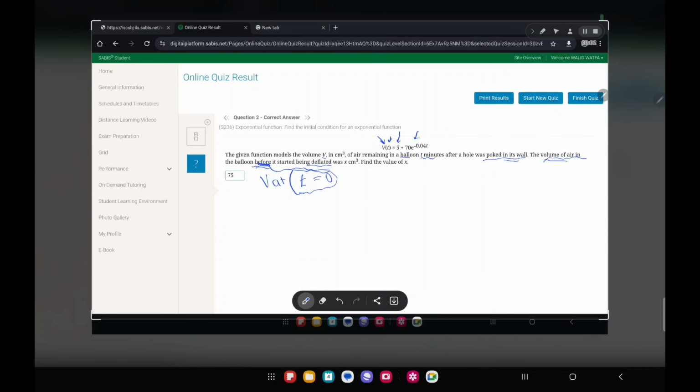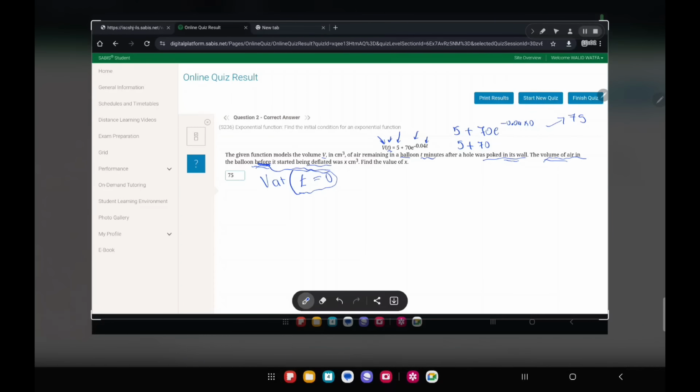So let's plug in 0 as our time. t is 0, so it's going to be 5 plus 70e to the power of minus 0.04 times 0, because t is 0. Then you can just put this in your calculator, by the way: 5 plus 70... yeah, you can put this in your calculator and you can get 75 directly.